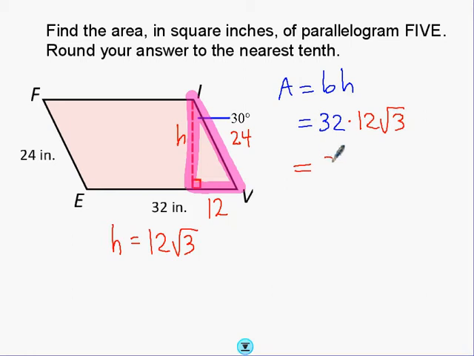320 plus 64, 384 times the square root of 3. This answer is exact. If you were to approximate it, I suppose there's nothing wrong with that. I can't do that in my head, or at least not very quickly, so I'm going to move on.